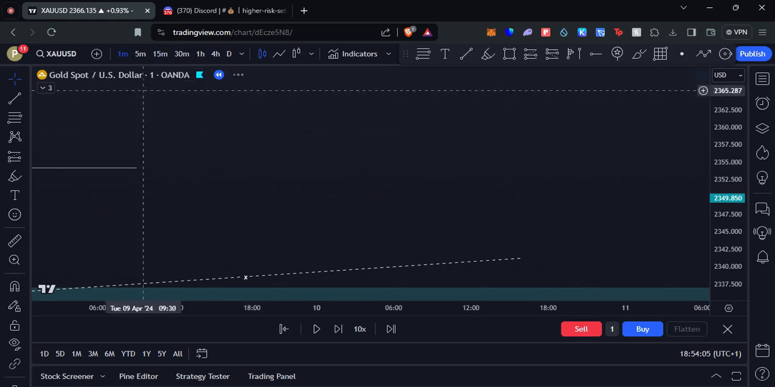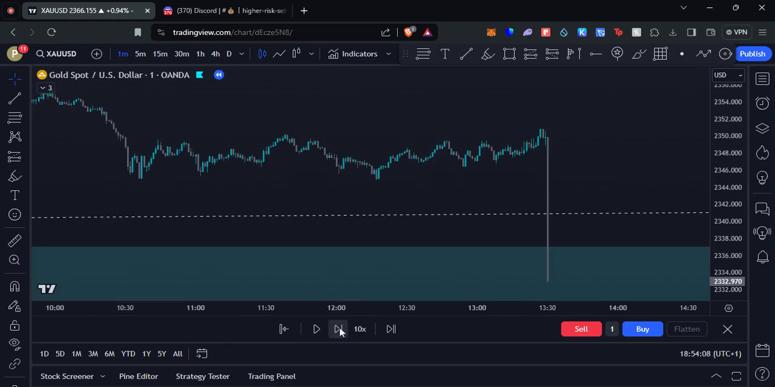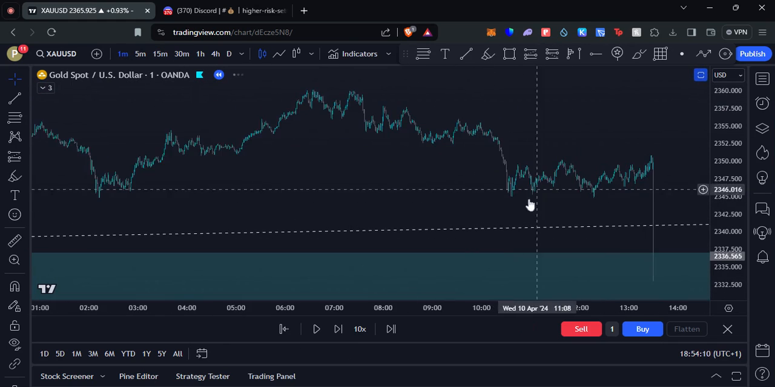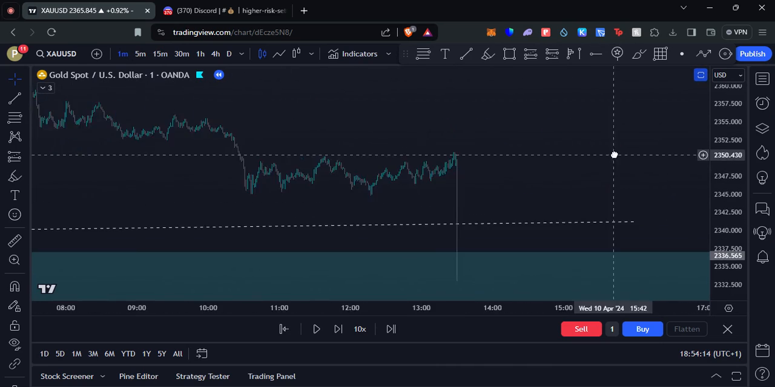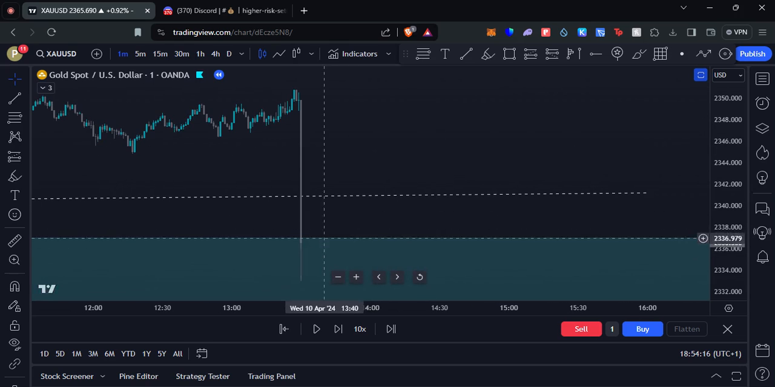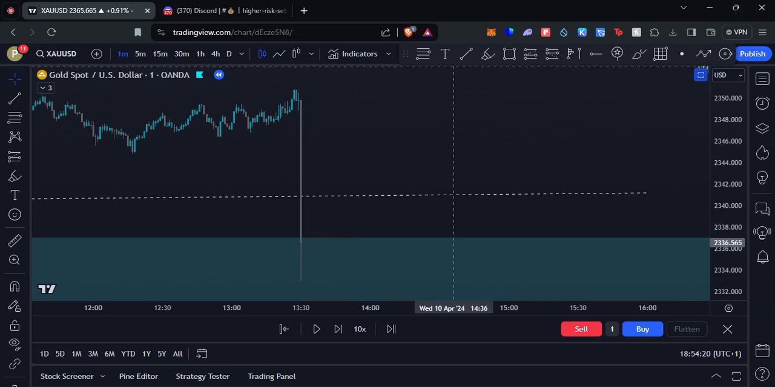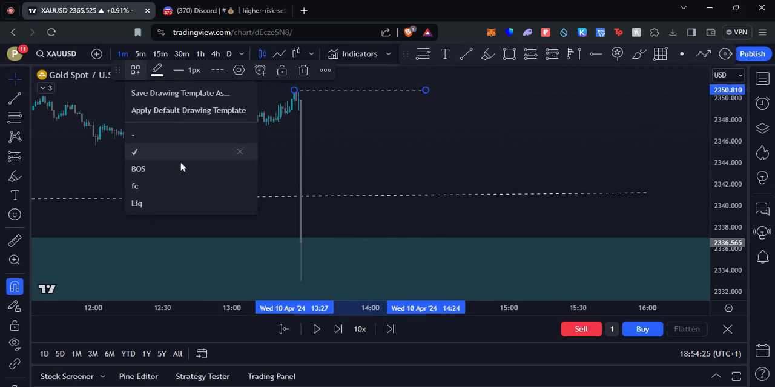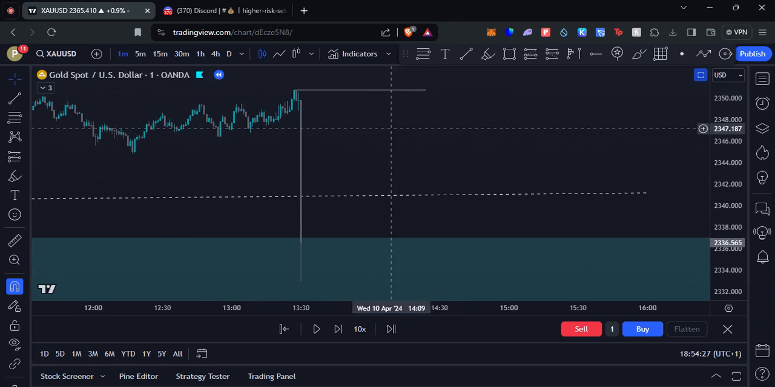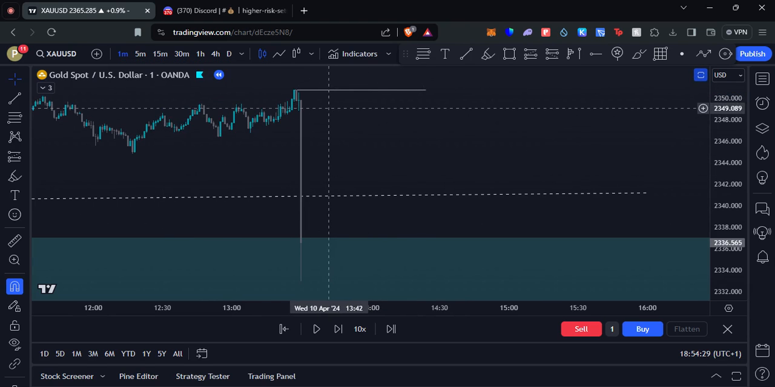And if I play this for you right here, what we can see is that price absolutely purged all of that trend line liquidity as we thought it would, right? So after we've purged this liquidity, we've now tapped into this fair value gap. Now, in order for us to execute a trade, we have to wait for our entry criteria. And our entry criteria is that we need a market structure shift.